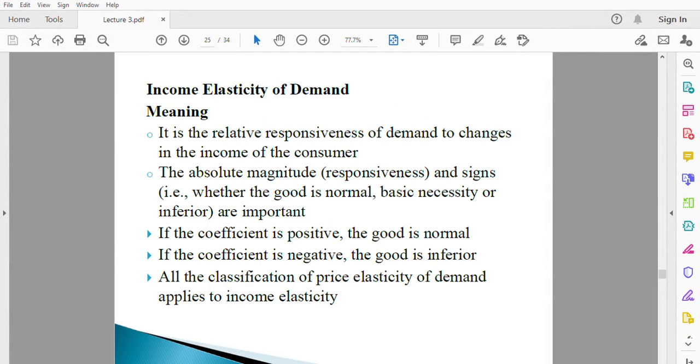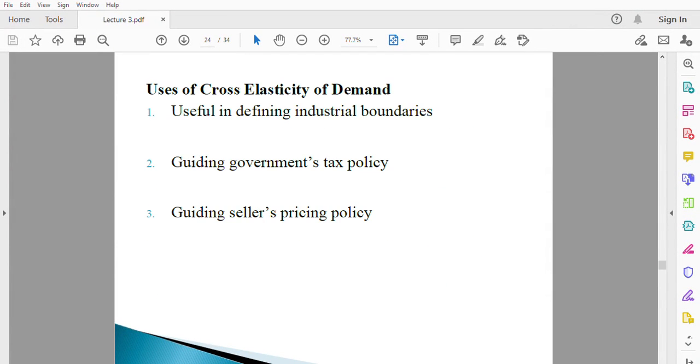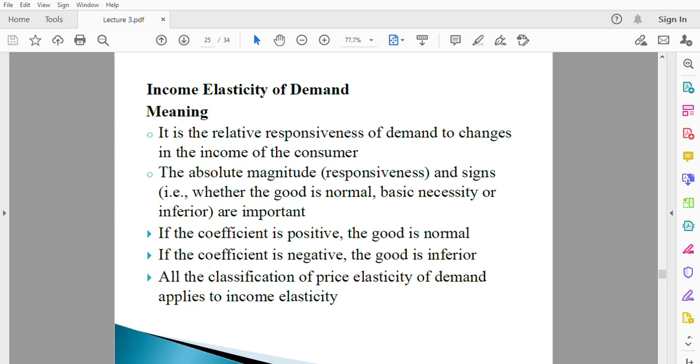Hello friends, welcome back. Right, we've talked about the uses of cross elasticity of demand. The next thing we want to look at, when we started defining elasticity, we talked about the responsiveness as a result of a change in the price, as a result of a change in the price of related commodities, and as a result of change in income. So now let's talk about income elasticity of demand. It is the relative responsiveness of demand to changes in the income of the consumer.